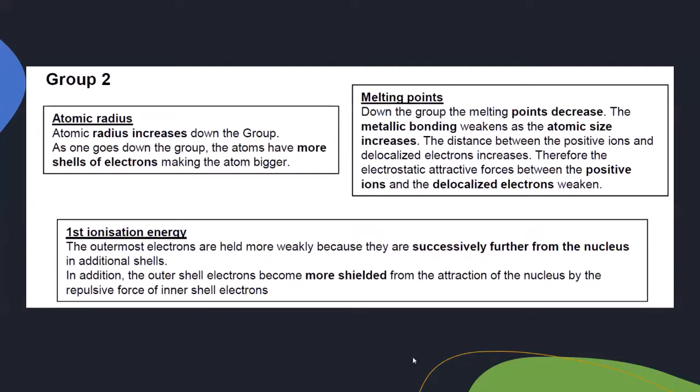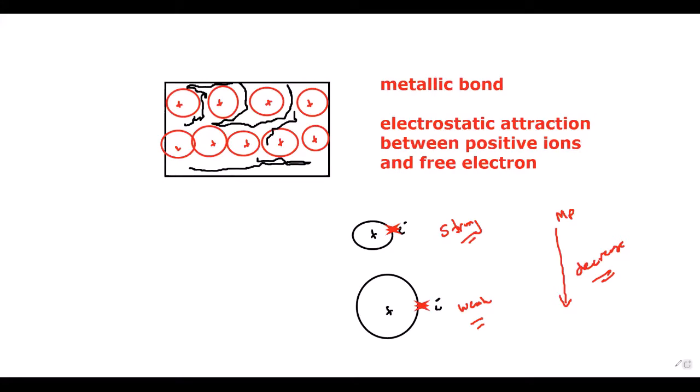The third is the trend in ionization energy. What is the meaning of ionization energy? Ionization energy means the energy needed to remove an electron from a neutral gaseous atom. We call that ionization. So for group 2 elements, we have beryllium, magnesium, and then calcium. All have 2 electrons in the outermost shell.